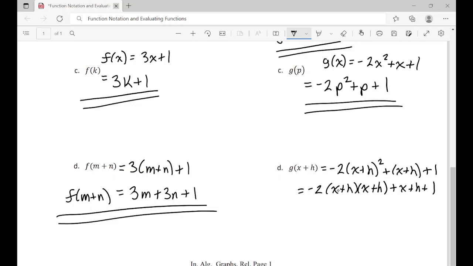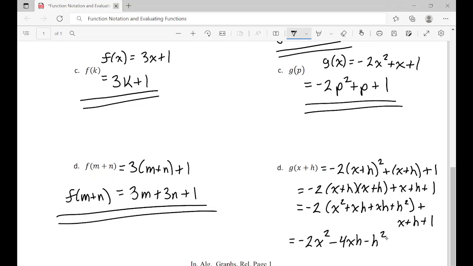And then we're going to FOIL out or distribute our binomials. And when we do that, we get x squared plus xh plus xh plus h squared, plus, running out of room, x plus h plus 1. And then we're going to distribute the negative 2 in and combine like terms. So when we do that, we're going to get negative 2x squared minus 4xh minus 2h squared plus x plus h plus 1. And as ugly as this looks, there's nothing else we can do with it. So that would be our final answer for g of x plus h.